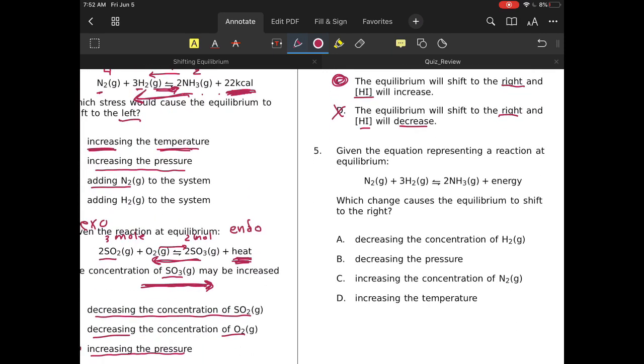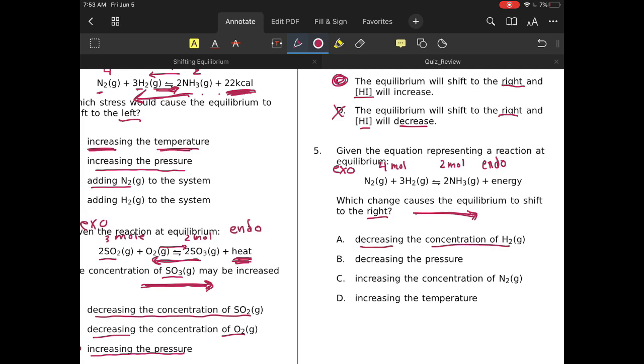And one more. Which change causes the equilibrium to shift to the right? Okay, so looking at it, I see this side has more moles. Well, I'll just write 4 moles. This side has 2 moles. The reverse reaction uses energy. So once again here, the reverse reaction is endothermic. The forward reaction gives off energy. The forward reaction is exothermic, and we want to shift the equilibrium to the right.